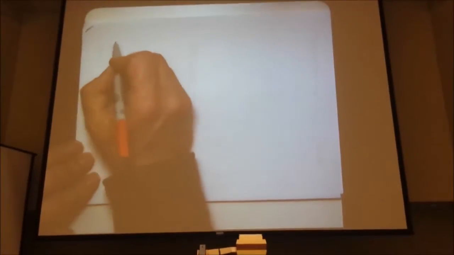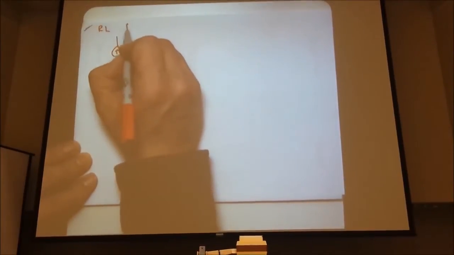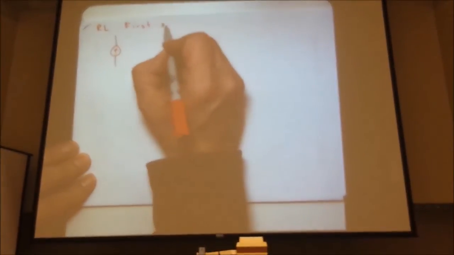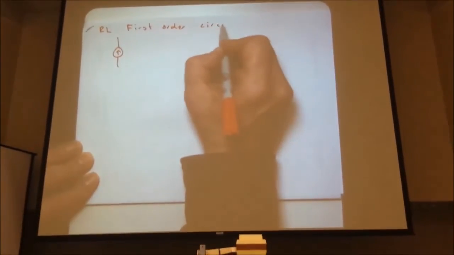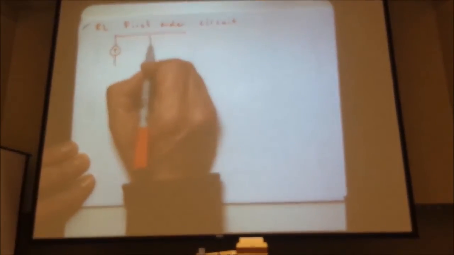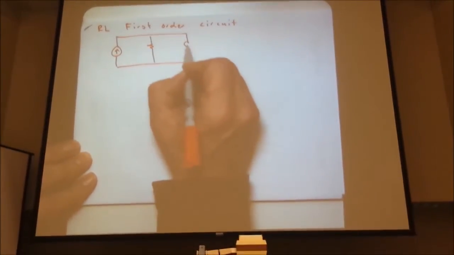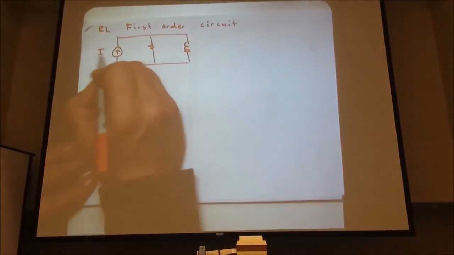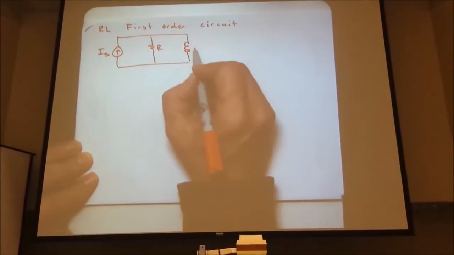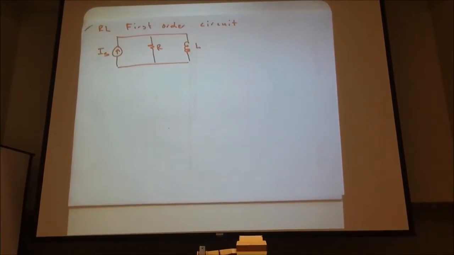Now, for completion's sake, we do look at the RC circuit a lot. I tend to do that more as an example, but there's an RL circuit as well. So the RL first order circuit, and I like to save this circuit for a test, so I don't do it as much. So we have a source, we have a resistor, and we have a current. So there's our first order RL circuit.